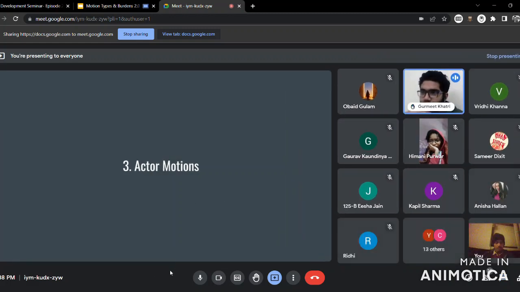Before we move on to actor motions, does anyone have any doubts? I'll wait for a minute. Gurmeet, haanji, bolo.